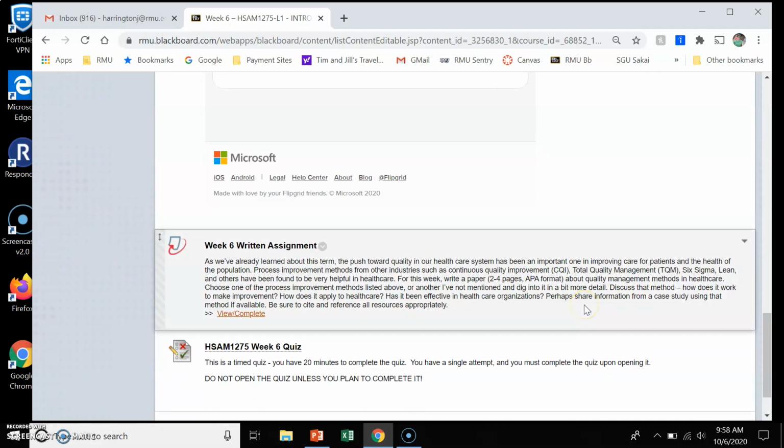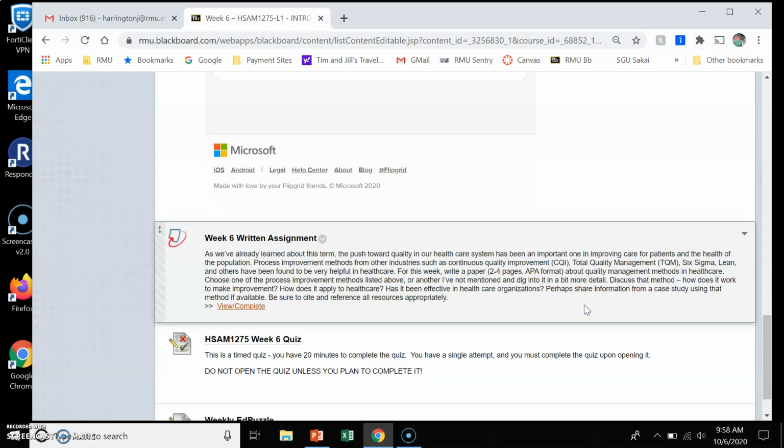We also have a written assignment for this week. This is another one that tends to baffle students, because they write about every single process improvement method. I'm not looking for that. I'm looking for you to dig into one. So if you want to talk about CQI or TQM or Six Sigma or Lean Six Sigma or Lean on its own, whatever it is that you want to write about, choose one. It can be one of these that I just named. There are others out there as well.